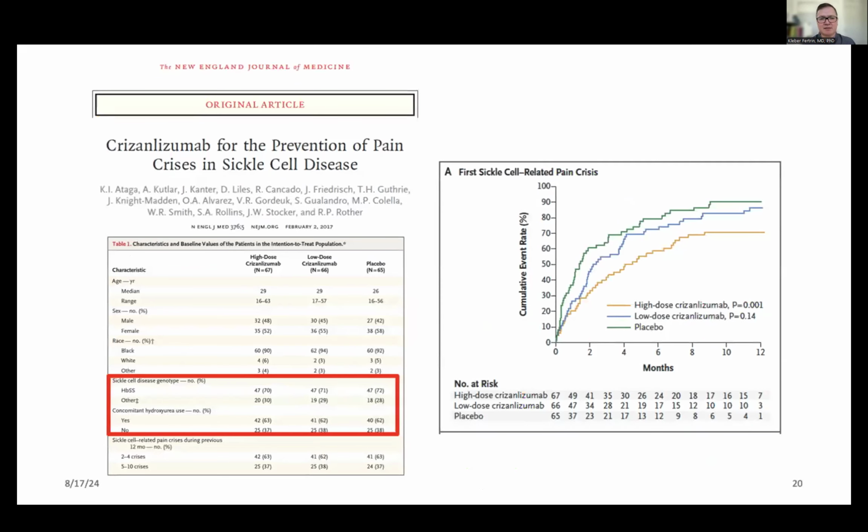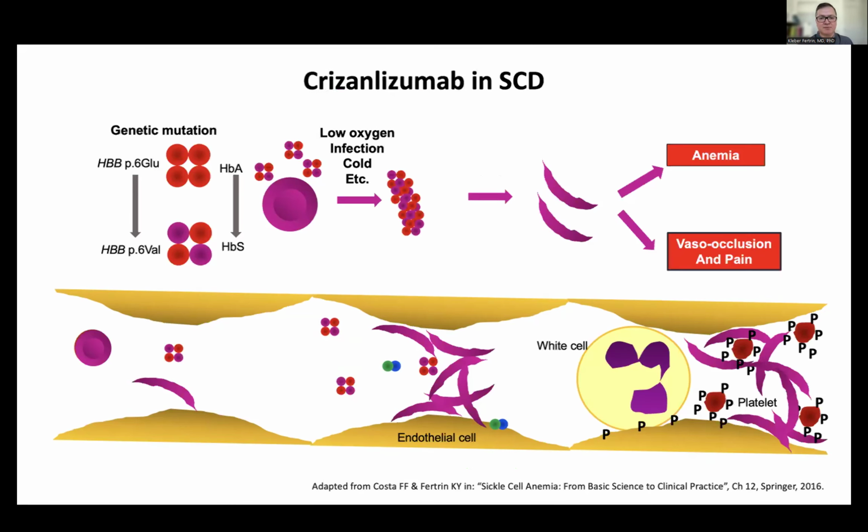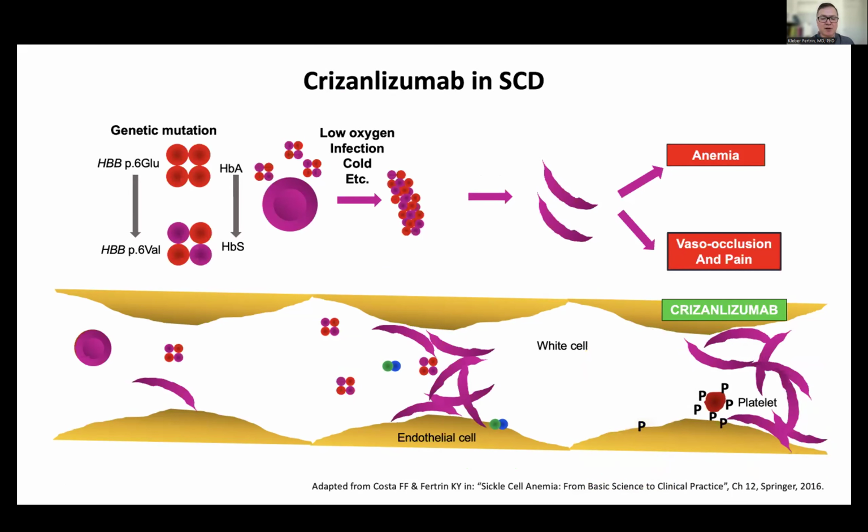Crizanlizumab is the other medication that we use to reduce pain crisis. Again, similarly to L-glutamine, it was tested in patients with two-thirds of the patients on hydroxyurea in the trials that led to its approval, but it's been tested in other genotypes other than just SS disease. And what it does, it is an antibody against that P-selectin that I'm representing as the letter P in the cartoon. So what happens is you'll have less adhesion of white cells and platelets.